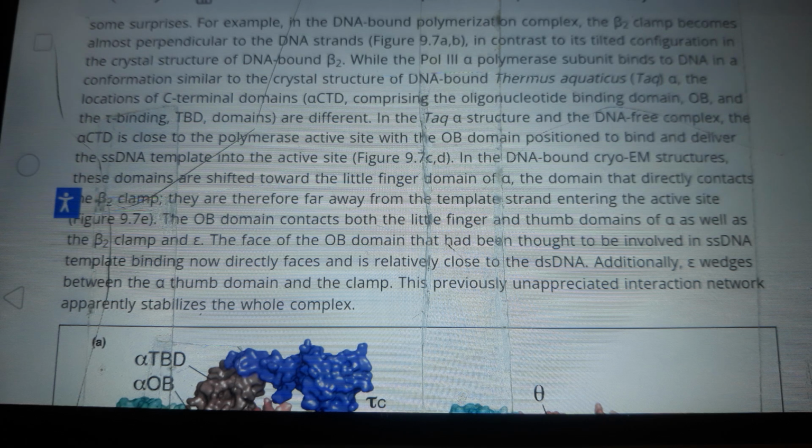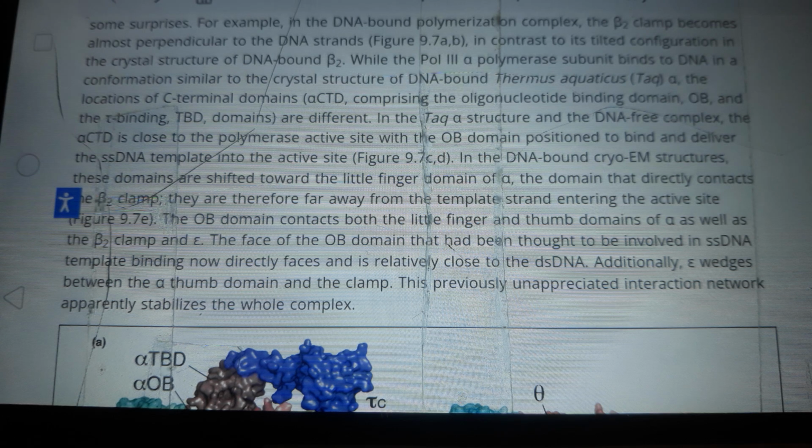In the DNA-bound cryo-EM structures, these domains are shifted towards the little finger domain of alpha, the domain that directly contacts the beta-2 clamp. They are therefore far away from the template strand entering the active site, Figure 9.7e. The OB domain contacts both the little finger and thumb finger domains of alpha, as well as the beta-2 clamp and epsilon.